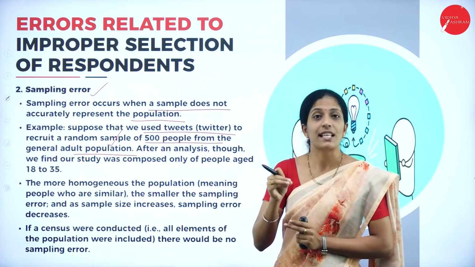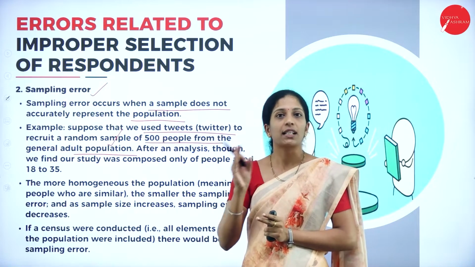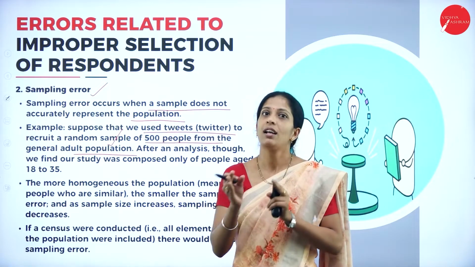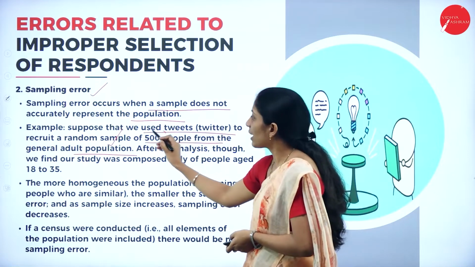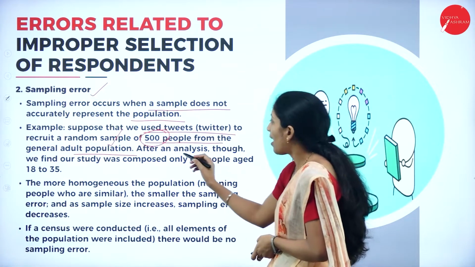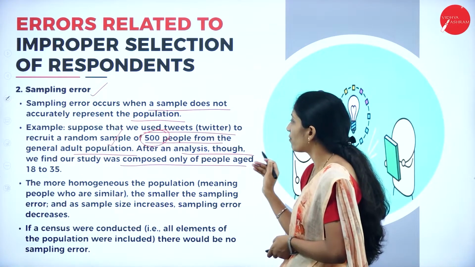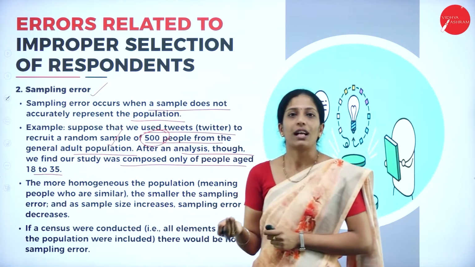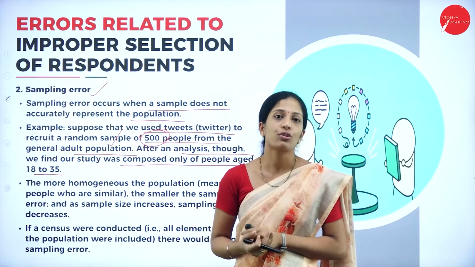Of course, they are going to select from the Twitter, so Twitter is the population. They have selected the population correctly. But in the Twitter, there are not only adult people. There are many other people also, like youngsters. So they have randomly taken 500 people thinking that they are all adults. But what happens? After an analysis, we find our study was composed only of people aged between 18 to 35 years. So we have found after the study that it was not adults, it was only 18 to 35 years.